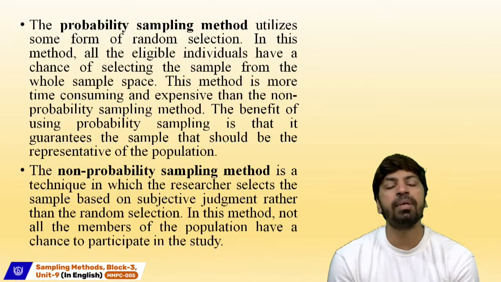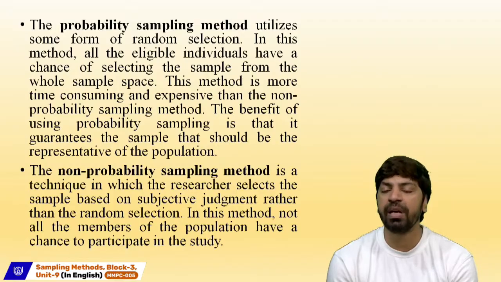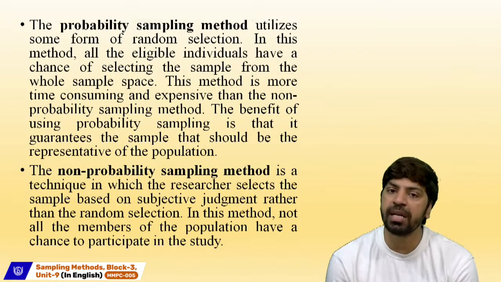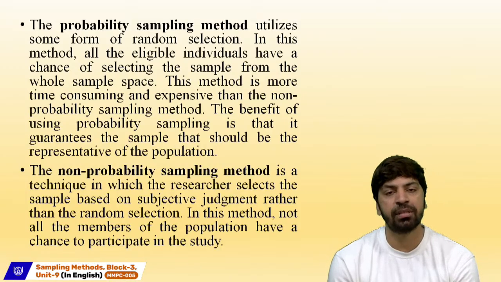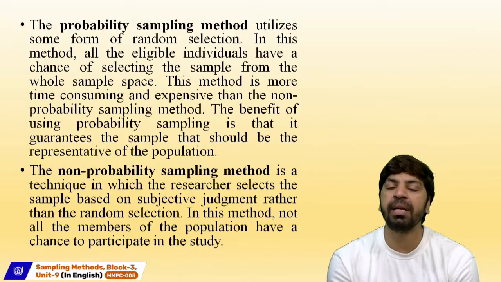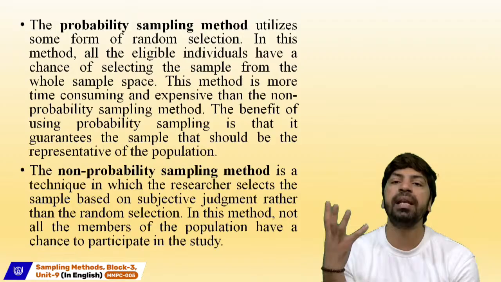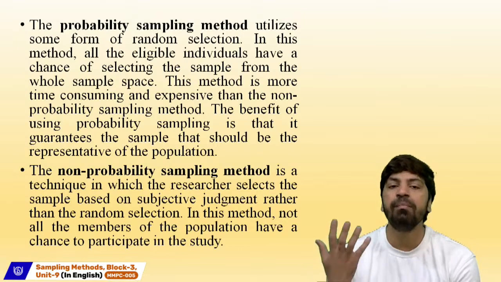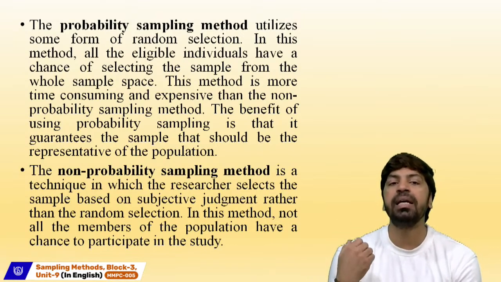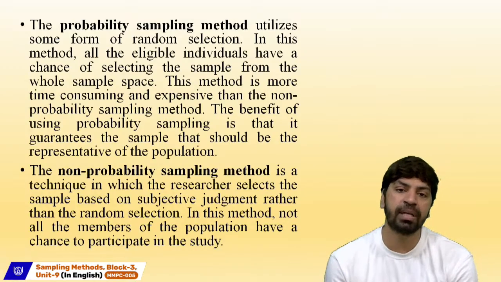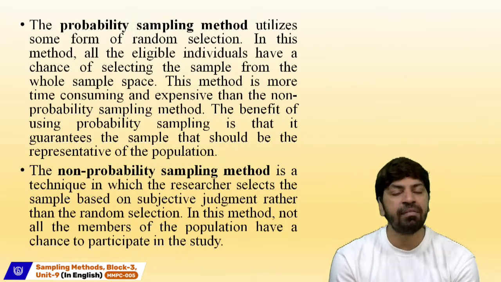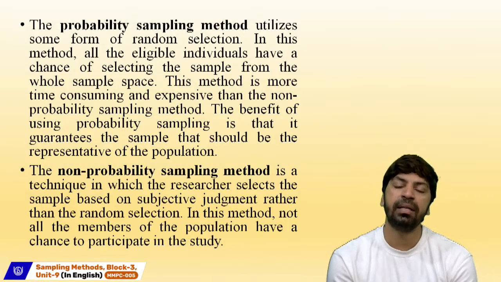The non-probability sampling method is a technique in which the researchers select the sample based on subjective judgment rather than random selection. In probability sampling, the researchers randomly select the individuals for their study when gathering the data. But the non-probability sampling technique selects the sample based on judgment rather than random selection. In this method, all the members of the population have a chance to participate in the study.